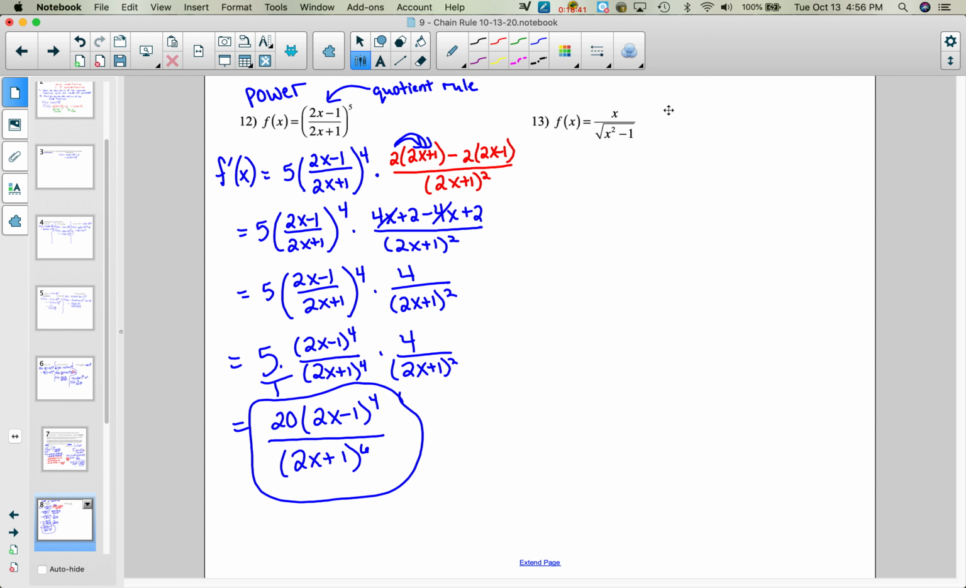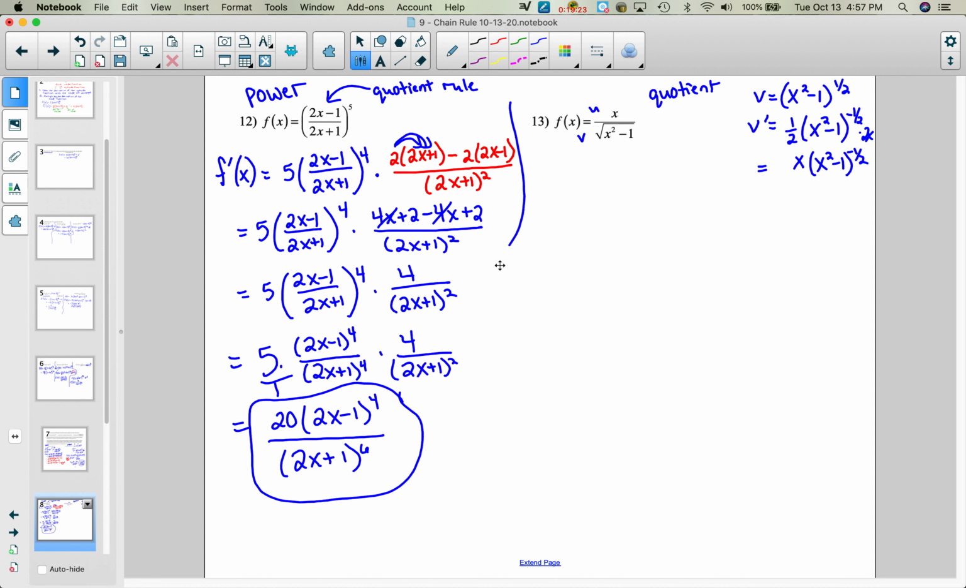Okay. Number 13, basic form is the quotient form. So here's u and here's v, and I'm going to think of v as (x squared minus 1) to the 1/2. So then v prime is 1/2 (x squared minus 1) to the negative 1/2 times the derivative of what's inside, because I have to use the chain rule. The 2's cancel and leaves me with x. I think I'll leave this in this format for now. Okay, so that's my v prime, and u prime is just 1.